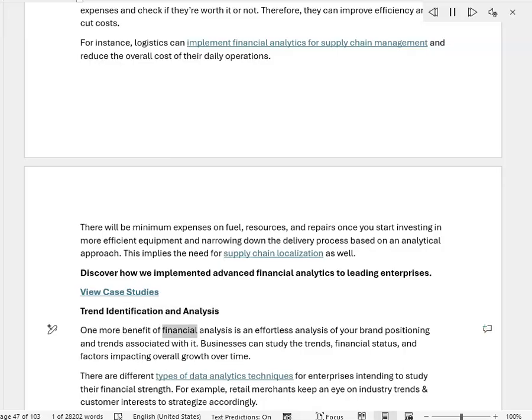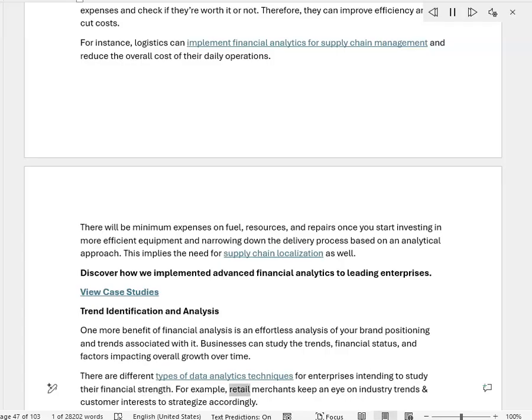Trend identification and analysis. One more benefit of financial analysis is an effortless analysis of your brand positioning and trends associated with it. Businesses can study the trends, financial status, and factors impacting overall growth over time. There are different types of data analytics techniques for enterprises intending to study their financial strength.